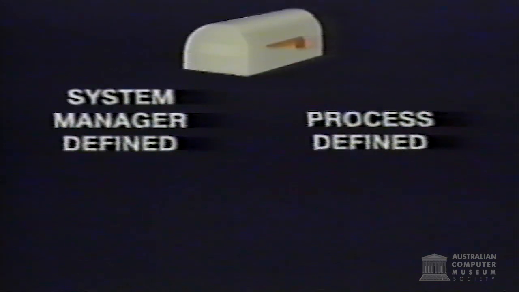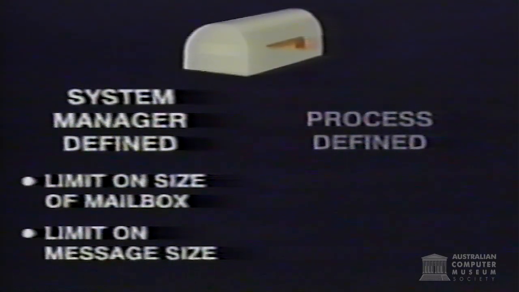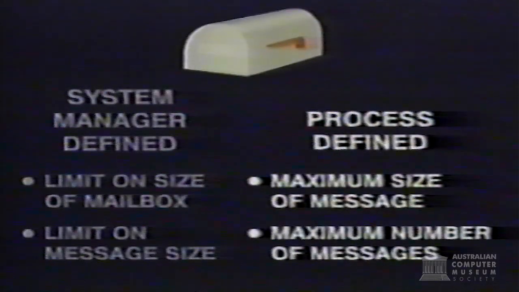There are system manager-defined and process-defined limits placed on a mailbox and its messages. The system manager defines limits on the size of a mailbox and its messages. When a process uses the system service to create a mailbox, the process defines the maximum size of a message and the maximum number of messages that the mailbox can hold.